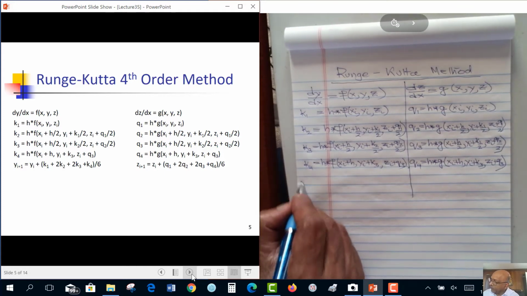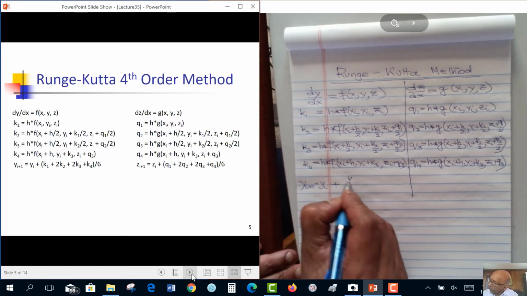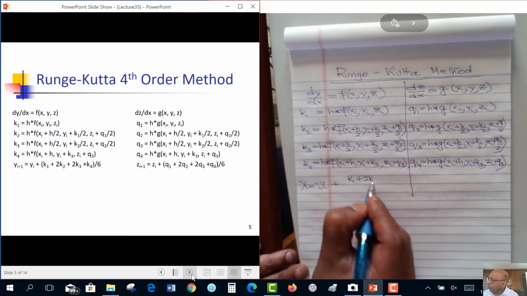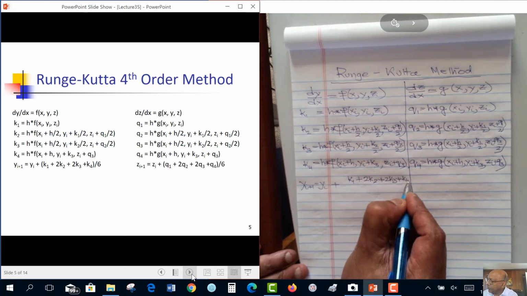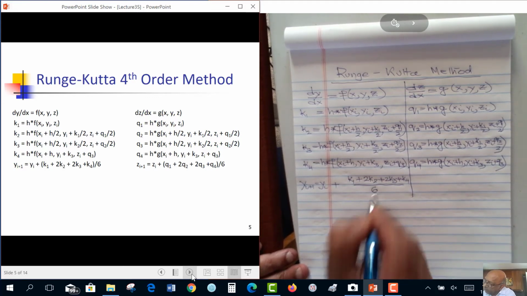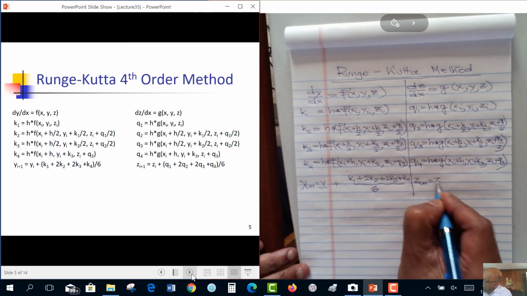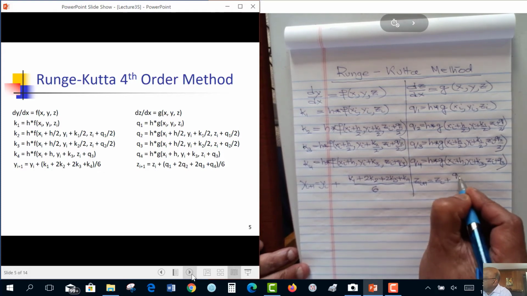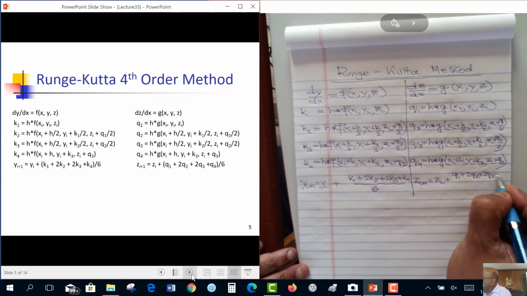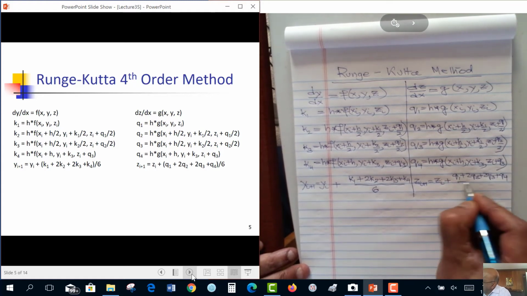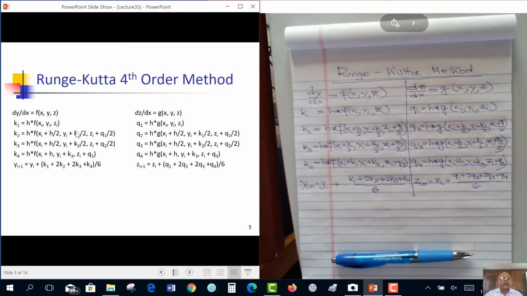And now we do the weighted average. yi plus 1 is yi plus 1 K1, 2 K2, 2 K3, 1 K4. Those are 6 of them. Similarly, zi plus 1 here would be 1 Q1, 2 Q2, 2 Q3, 1 Q4, and there are 6 of them. So you have all these equations here.